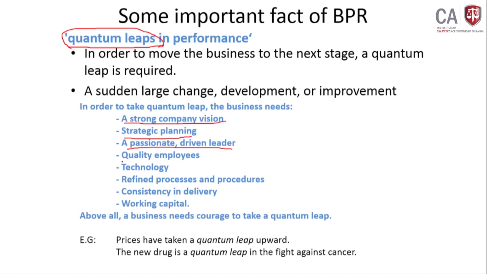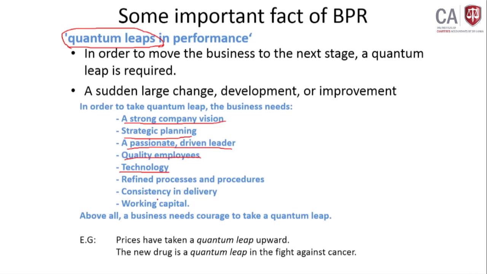Quality employees. There should be very good quality employees in your organization, otherwise you cannot do this quantum leap thing. Technology involvement. You have to involve very good technology, otherwise you cannot compete in the market and have a very good quantum leap. Define process and procedures. You have to define all the process and procedures.